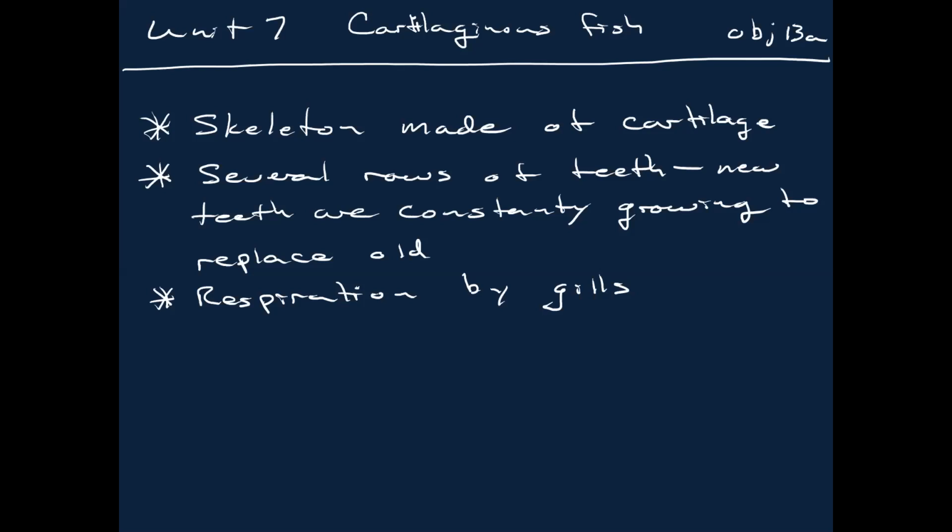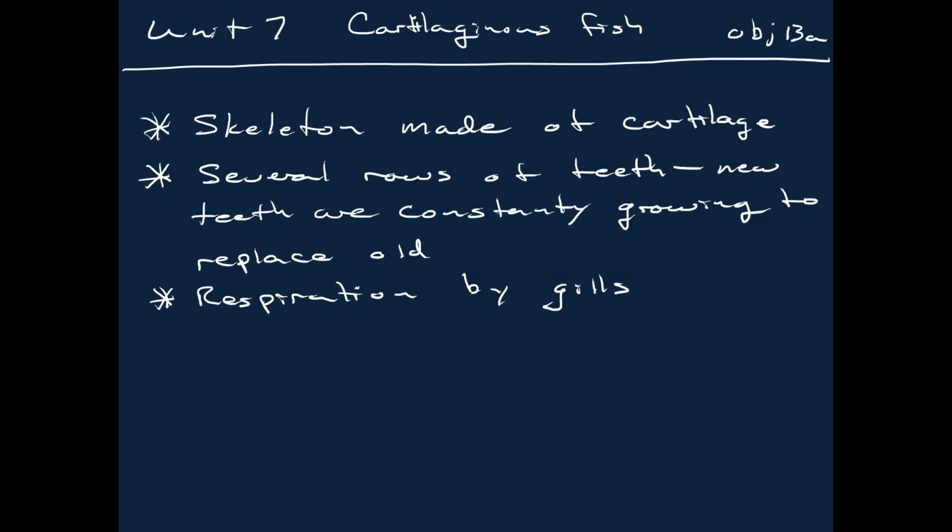Cartilaginous fish, interesting fact, they have multiple rows of teeth. New smaller teeth are constantly growing in on the inner edge of those rows of teeth and moving outward as the old teeth are lost.